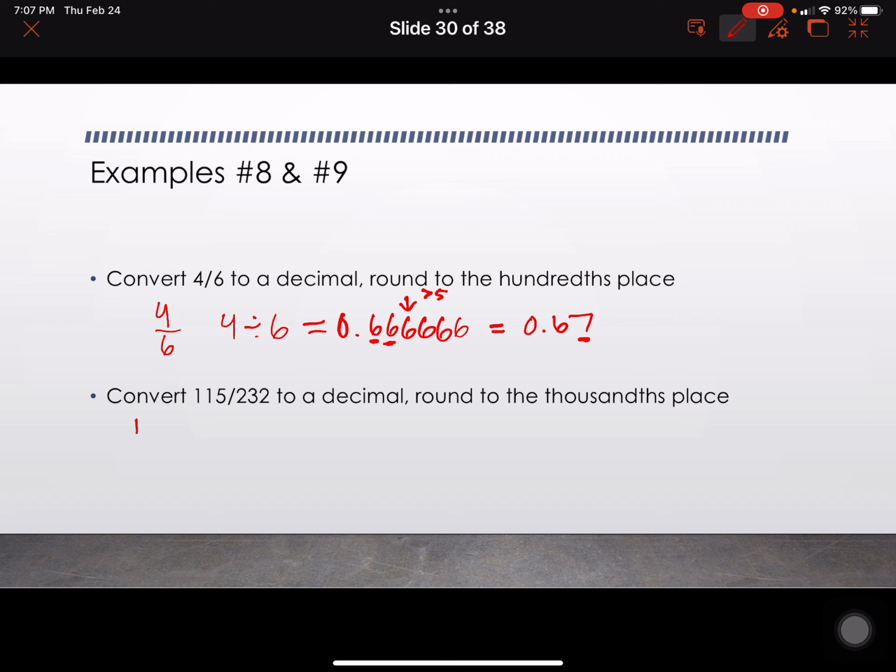For the next one here, we have 115 over 232, which is basically just 115 divided by 232. We need to convert that to a decimal. We plug it into our calculator. Then we get something like 0.49568966. Now we want to round this to the thousandths place. This is our tenths, hundredths, thousandths. So we look at this number here, which is greater than 5, so we're going to round up. We end up with 0.496 as our final answer.